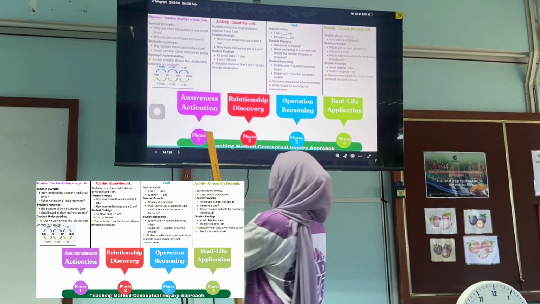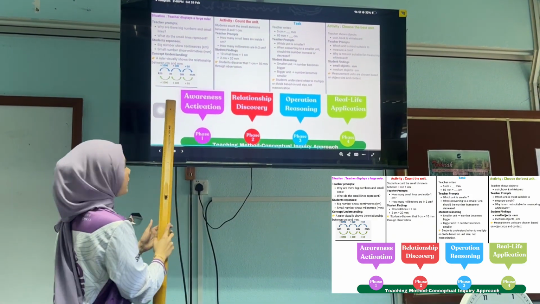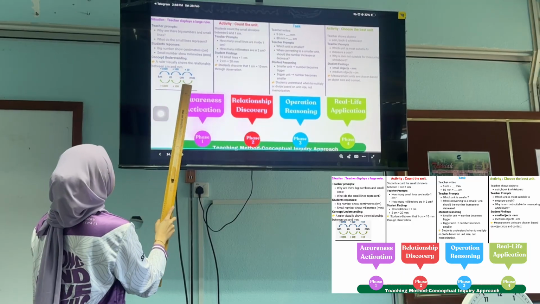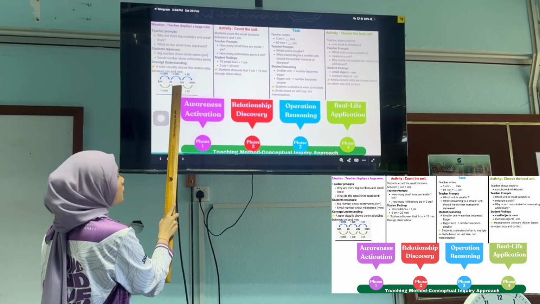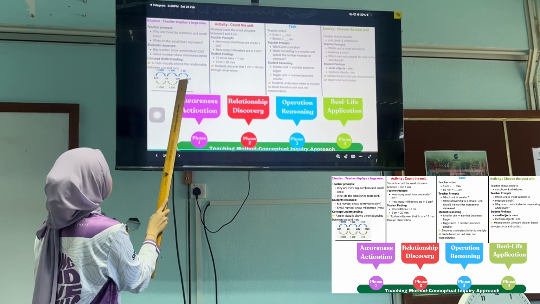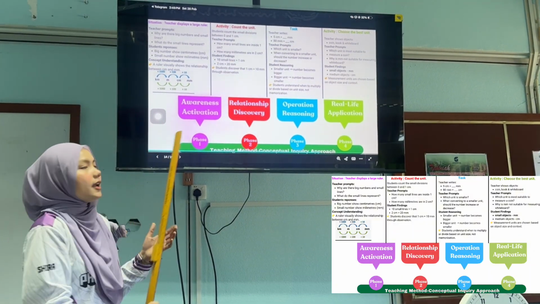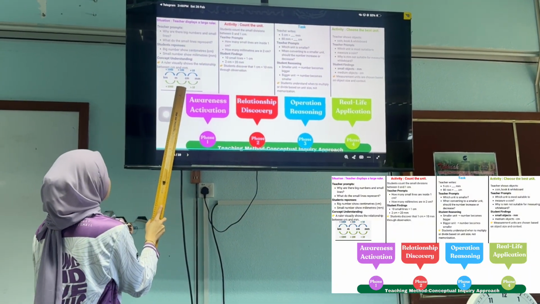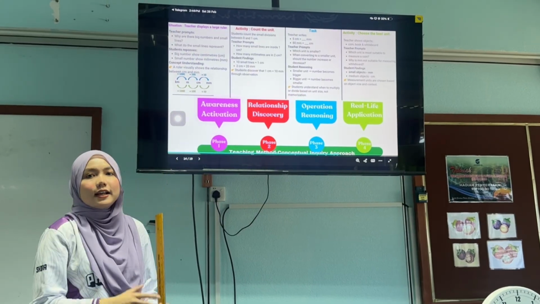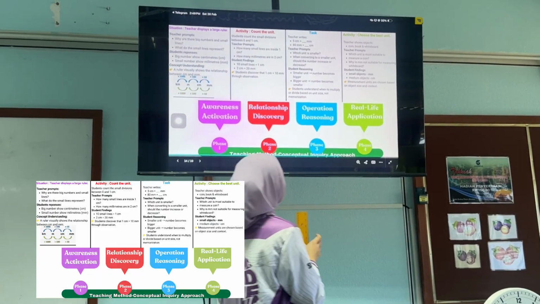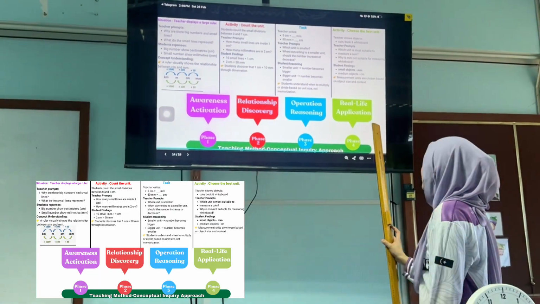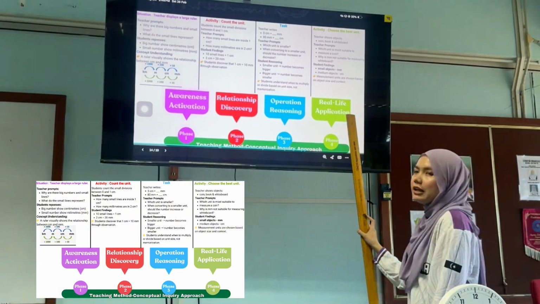So here I also give another unit, which is meter to centimeter. From 1 meter to centimeter, we need to multiply by 100, and then from centimeter to meter we divide by 100. Okay. Now the last one is phase 4, which is real life application.